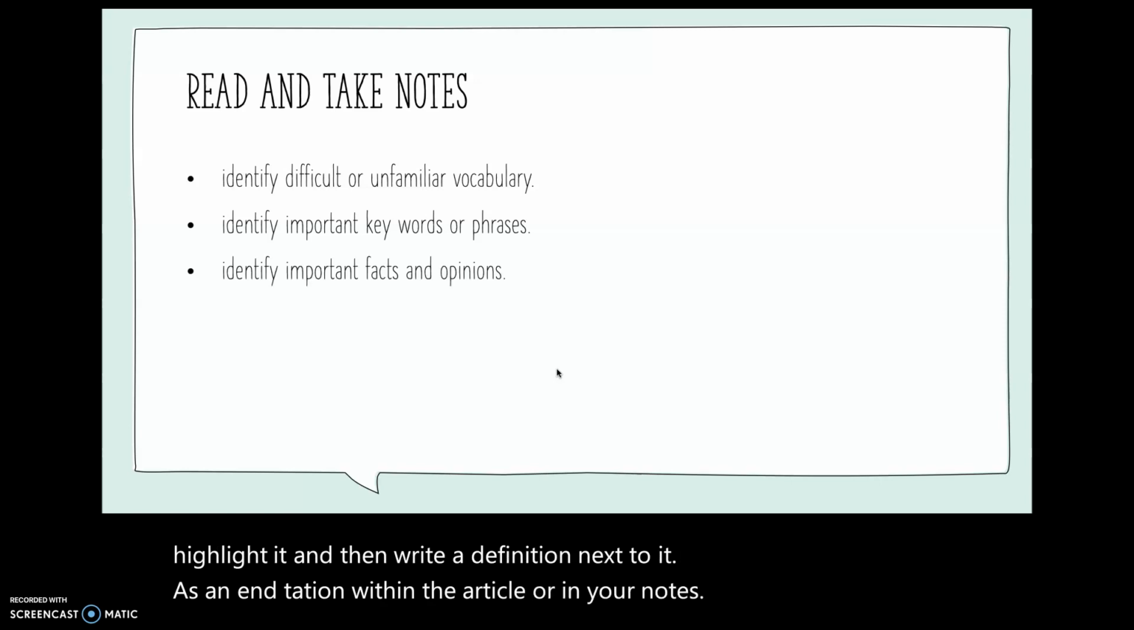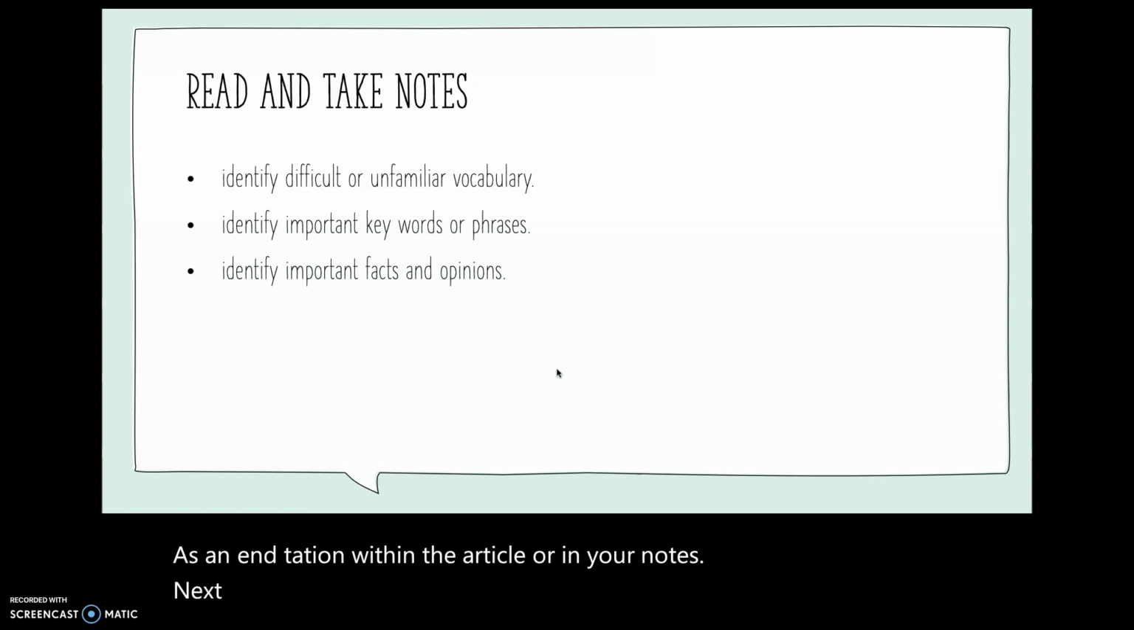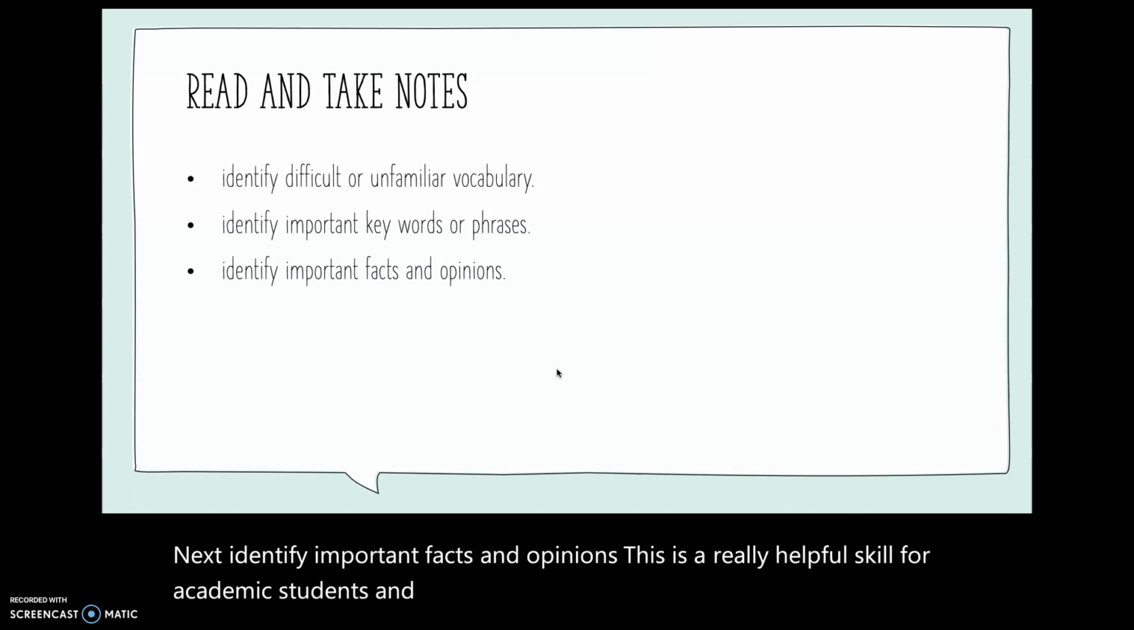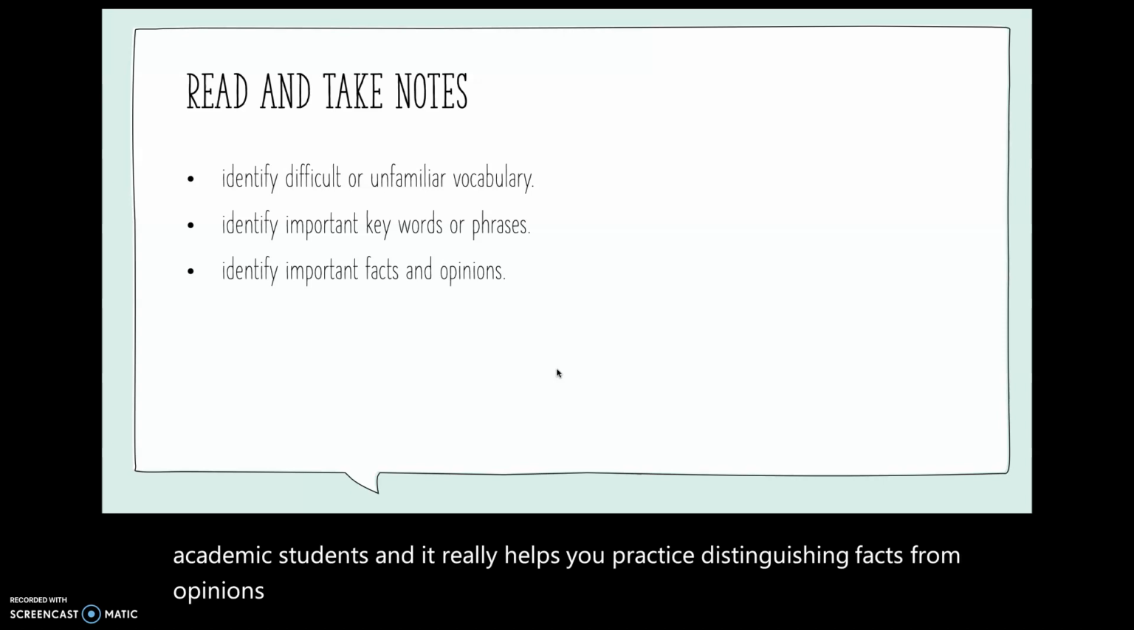Next, identify important facts and opinions. This is a really helpful skill for academic students, and it really helps you practice distinguishing facts from opinions. Remember, any number or statistics that's provided by an expert is usually a fact.